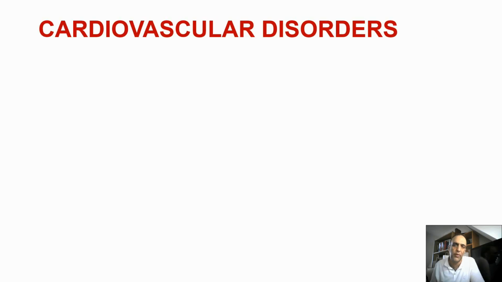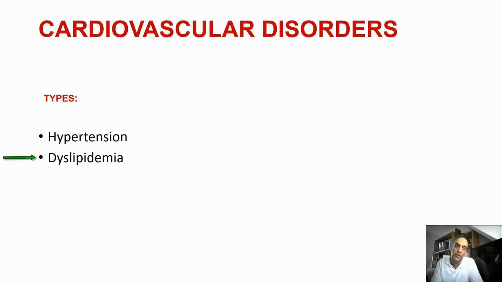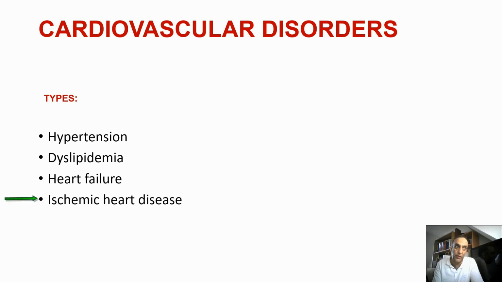Cardiovascular disease or cardiovascular disorder is the first cause of morbidity and mortality in the world. There are several types of cardiovascular disorder. The first one is hypertension. It can be because of dyslipidemia, heart failure, and ischemic heart disease. In this lecture, we study hypertension, the definition of hypertension, and which classification of medicine we can use for hypertension.